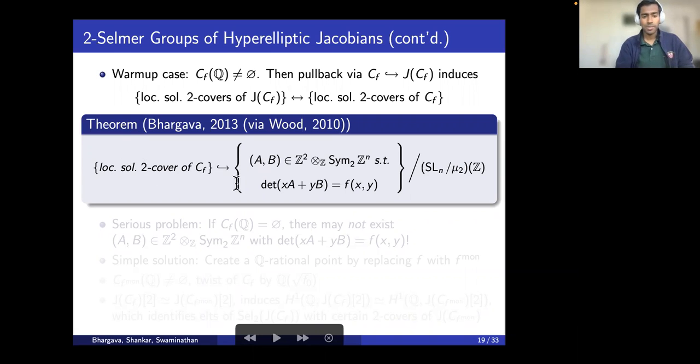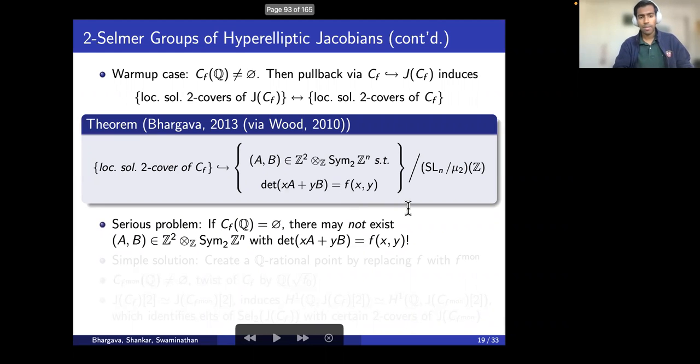So this theorem has been used to great effect in the literature. It's been used to determine the average size of the 2-Selmer groups in families of hyperelliptic curves with marked rational points. For example, in the families of monic hyperelliptic curves. You might know these papers of Bhargava, Gross, and Shankar, Wang that achieve this.